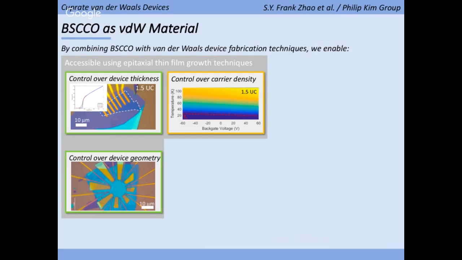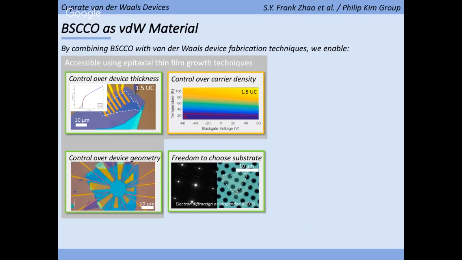these things are all advantages that you have access to by using epitaxial thin film growth, so things like molecular beam epitaxy or PLD. Because they can grow these thin films and etch them into the shapes that you want and control the doping density, and actually there has been 30 years worth of really wonderful results using these techniques. But the key advantage I think that we bring to the table as van der Waals guys is that we have the freedom to choose whatever substrates we please.